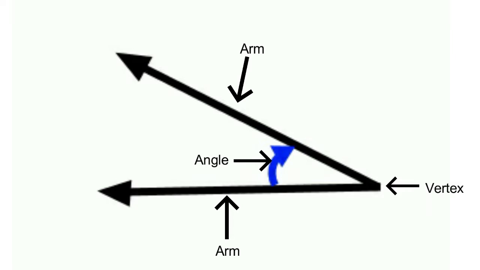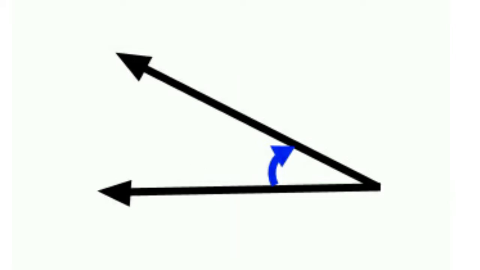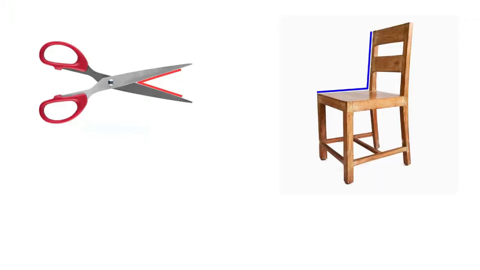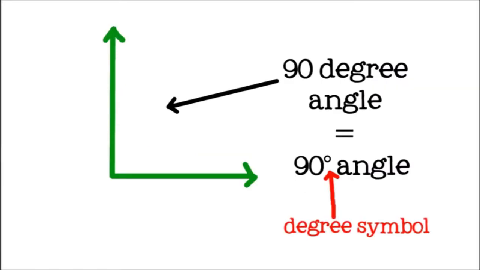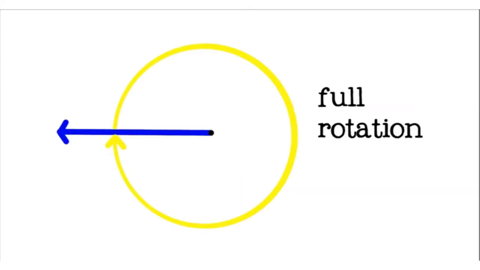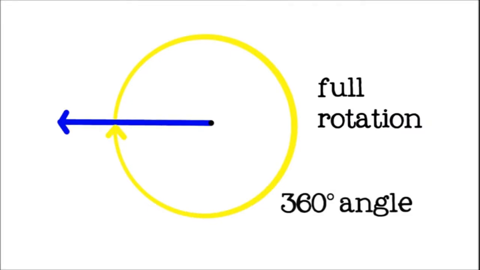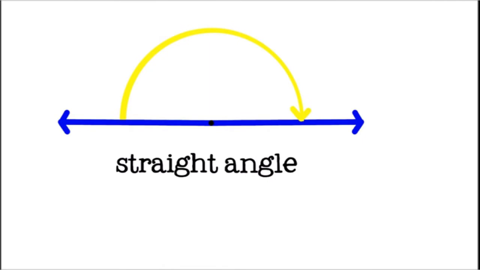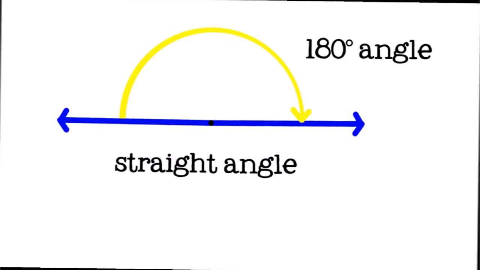We can find angles in various things around us, such as in a pair of scissors, a chair, or an ice cream cone. Angles are measured in degrees, which is shown by this symbol. A complete turn, also known as a full rotation, all the way back to the place it started is 360 degrees. One half of a turn, which forms a straight line, is 180 degrees. This is called a straight angle.